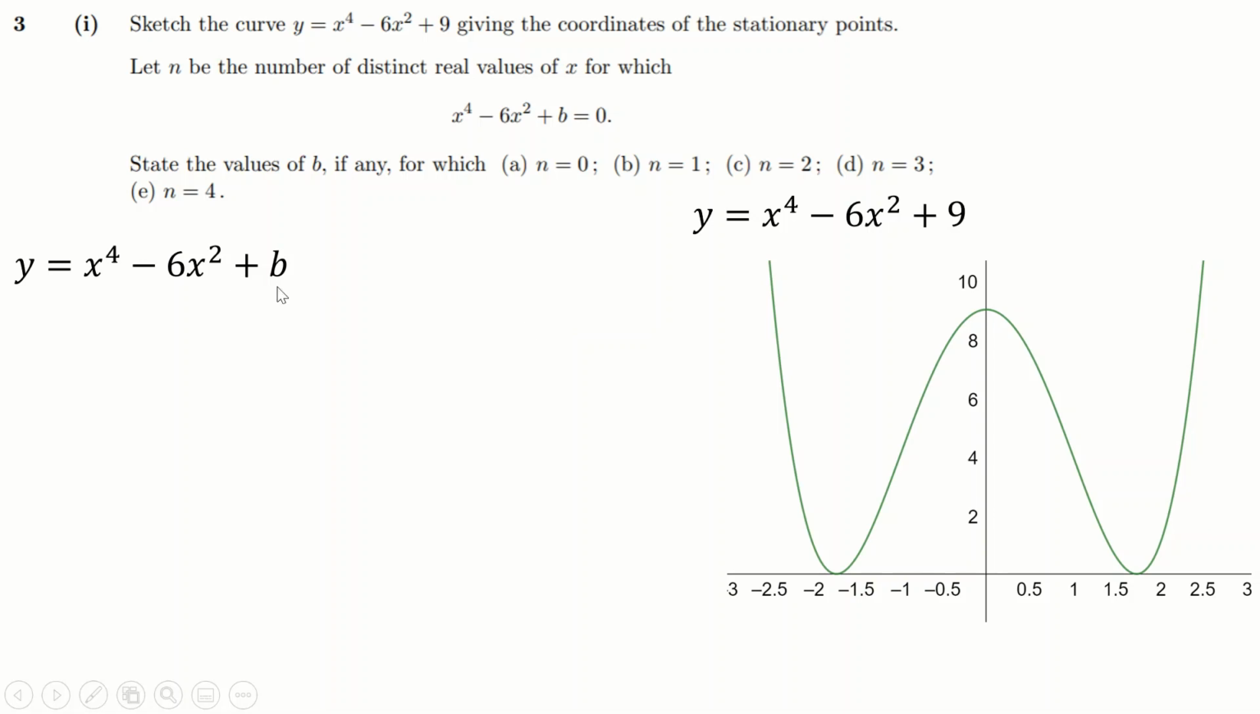Now we need to think about, what does this b actually do? In other words, what does this 9 do? Well, this 9 tells us the y-intercept, which is good, but it does more than that. If you change this 9, all that will happen to the graph is it will move up or down.